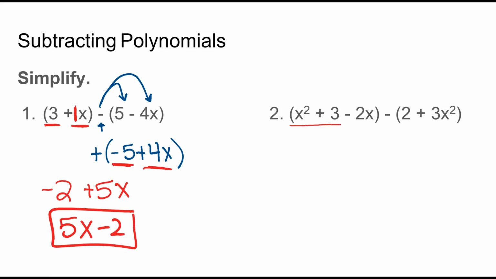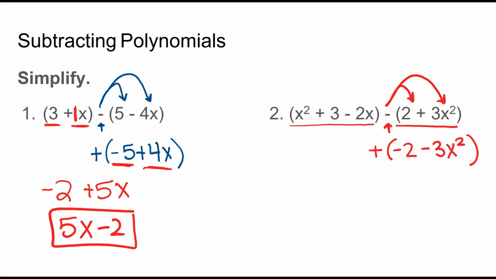We've got this polynomial here, subtracting this polynomial here. We need to change that subtraction to an addition. So that becomes a plus, and then we change all of our signs. And then we look to combine like terms.